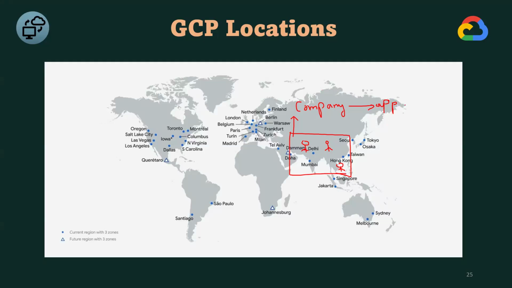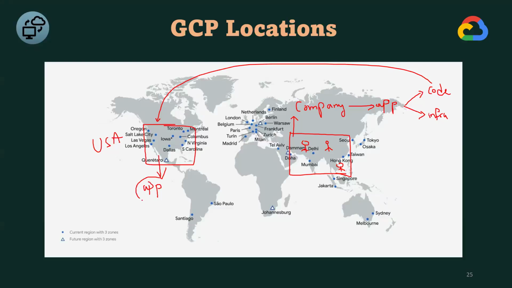When I say an application, there will be code and infrastructure. They have prepared the code and deployed that code on top of this USA data center. Where is your application running now? Location USA. Only in this particular data center is your application running. Yes or no?